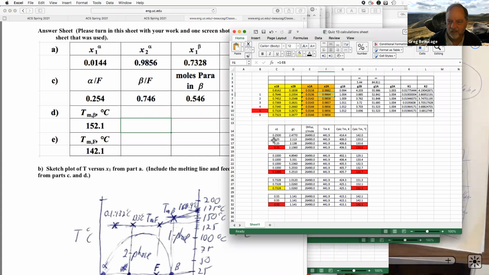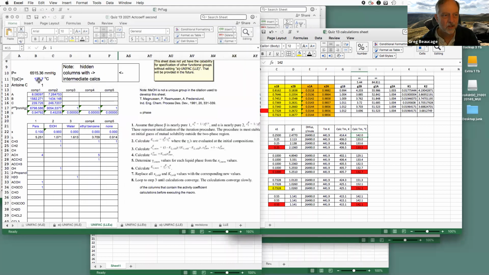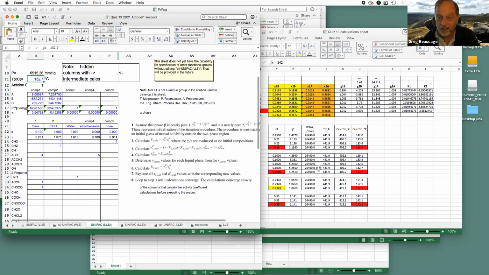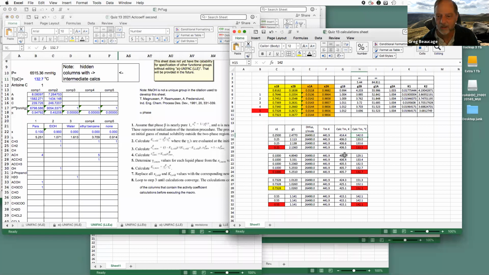So you guess some temperature, and then that temperature will give you gamma through this activity coefficient calculator. So you put in the temperature that you want, and that gives you the gamma if you put in the composition. So say the beta composition and then temperature gives you the gammas. And then once you have the gammas, you can calculate the melting point using the melting point equation, which is in the quiz, I guess. It's in here.